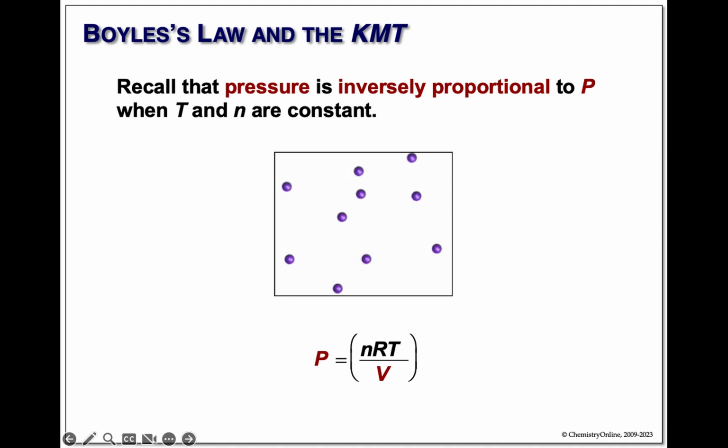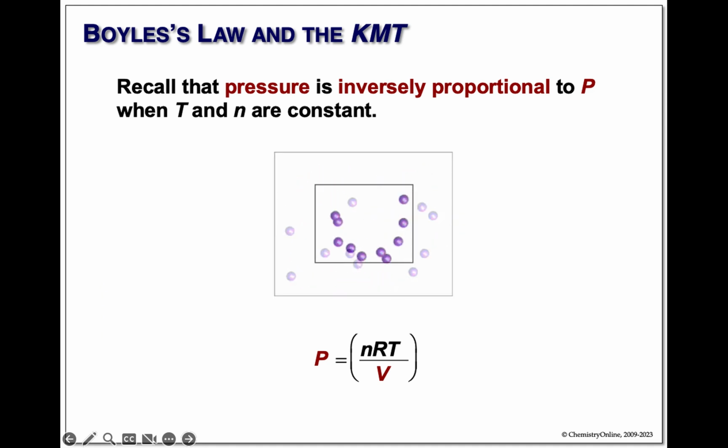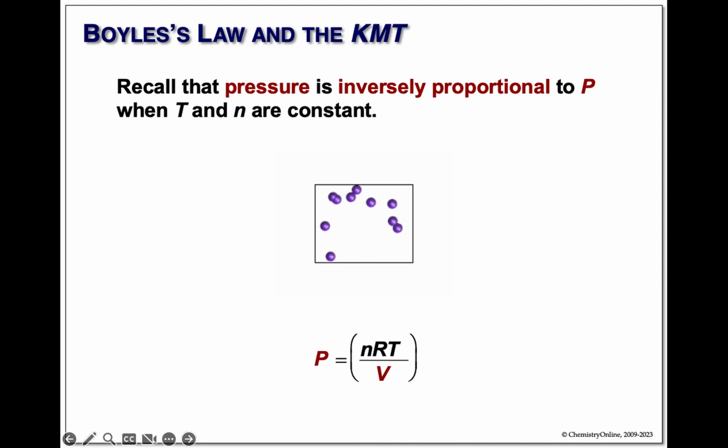If the volume of a container of gas is reduced by half, but the amount of gas remains fixed, more collisions will occur between gas molecules and the container walls in a given time, leading to an increase in the force exerted on those walls.